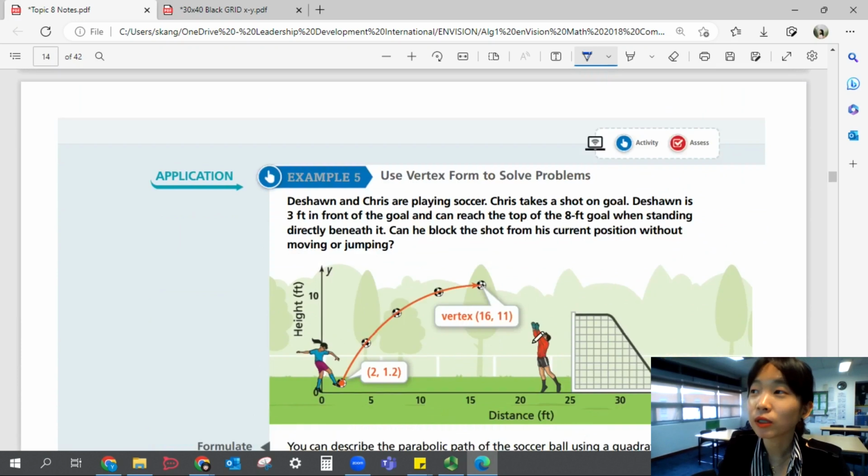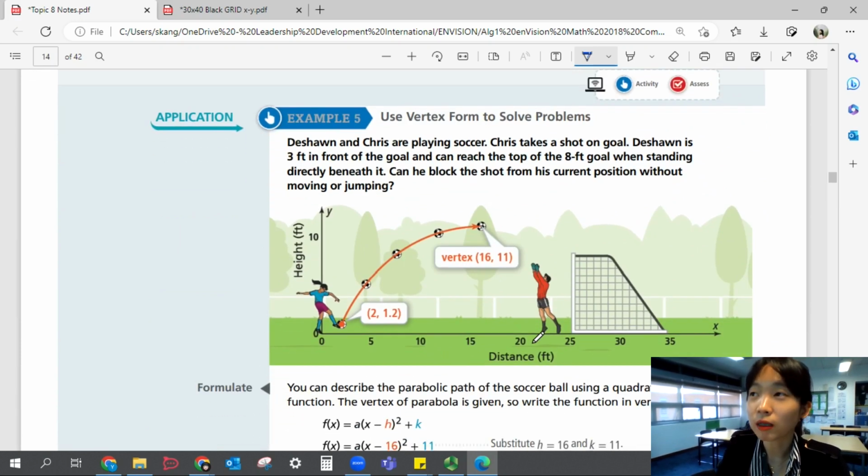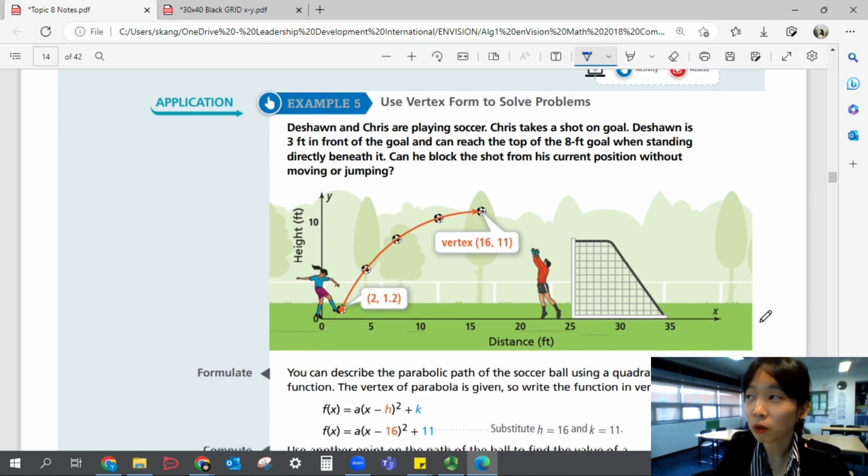Alright, example 5. Use vertex form to solve problems. Deshaun and Chris are playing soccer. Chris takes a shot on goal. Deshaun is 3 feet in front of the goal and can reach the top of the 8 feet goal when standing directly beneath it. Can he block the shot from his current position without moving or jumping? That's an application problem.